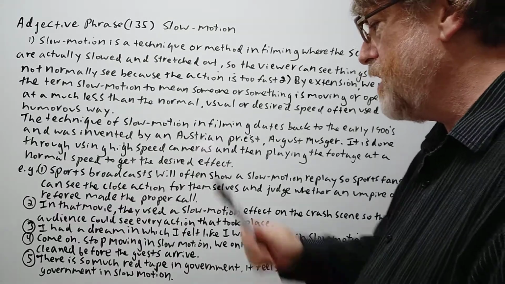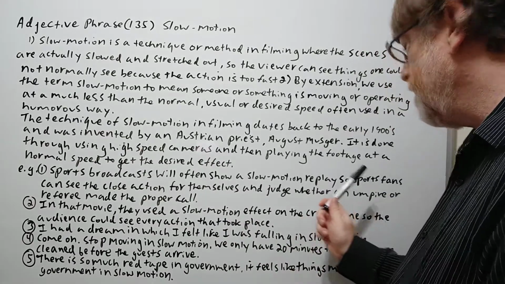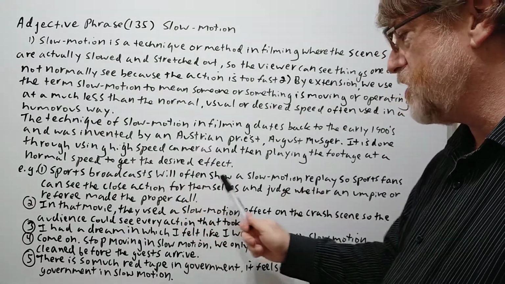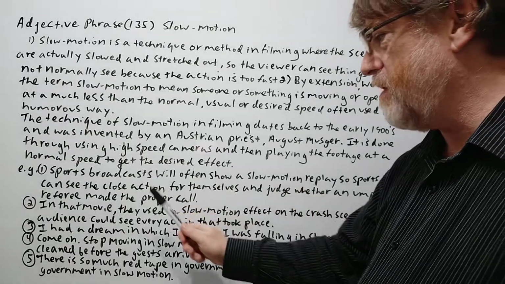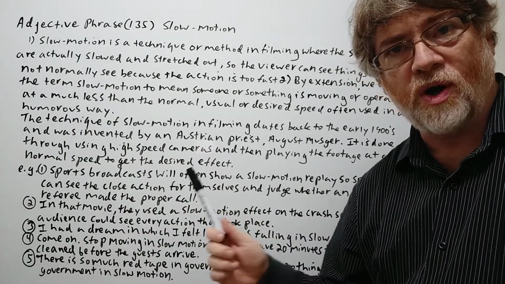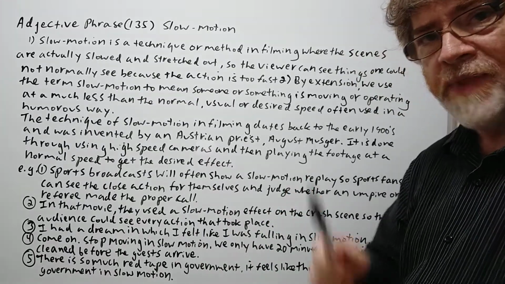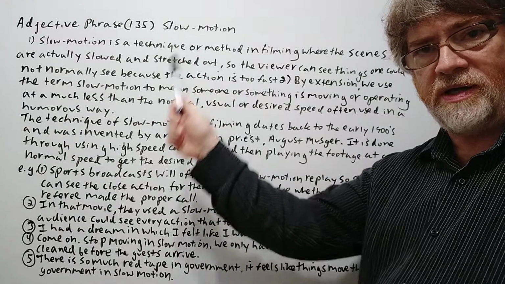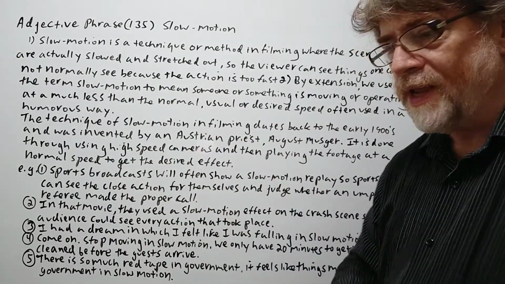Here's the first one. Sports broadcasts will often show a slow-motion replay so sports fans can see the action for themselves and judge whether an umpire or referee made the proper call. Yeah, so especially if you're watching on TV, you definitely get to see this. But even at the stadium, sometimes on the big billboard, they might re-show the replay.